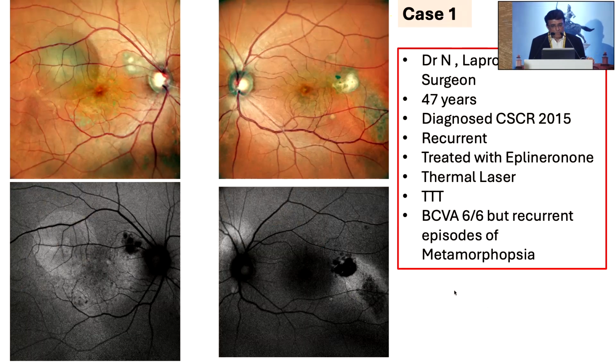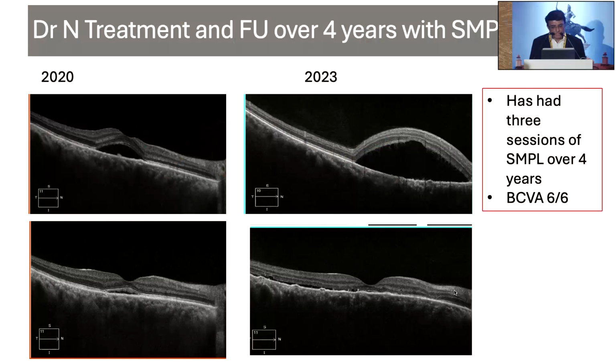So this was a patient who was a laparoscopic surgeon who had been treated with apnea, had been treated with thermal laser, had been treated with TTT, and he came to me with CSCR. He was 6'6", but had recurrent episodes with metamorphopsia. I've been following him up for almost 5 years now.